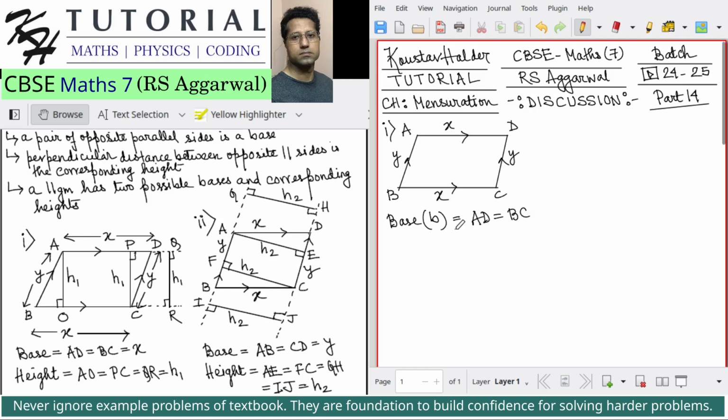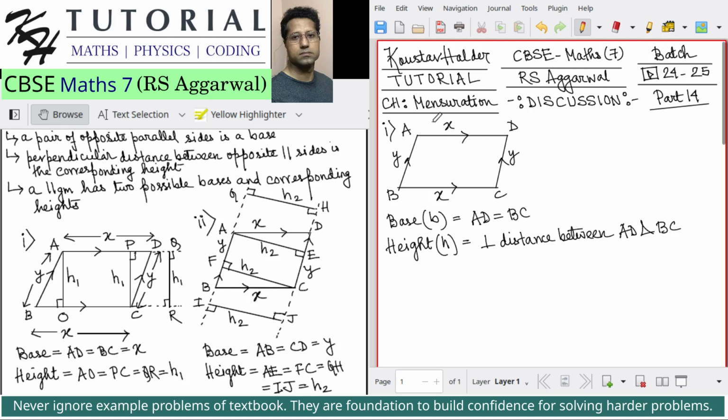It will be the perpendicular distance. So the height, which is denoted by small h, will be equal to the perpendicular distance between AD and BC. Since we are considering AD and BC as the base, the corresponding height will be the perpendicular distance between the sides AD and BC. So, what will be the perpendicular distance between AD and BC?